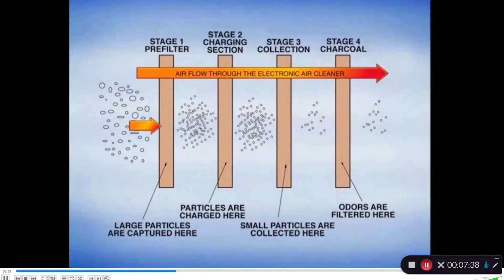The first stage, the pre-filter, traps larger particles and airborne contaminants. In the second stage, the ionizing or charging section, particles are charged with a positive charge. These particles then pass through a series of negatively and positively charged plates. The charged contaminants are repelled by the positive plates and attracted to the negative plates. The air then passes through a charcoal filter, the 4th stage, to remove many of the odors and gases by absorption.